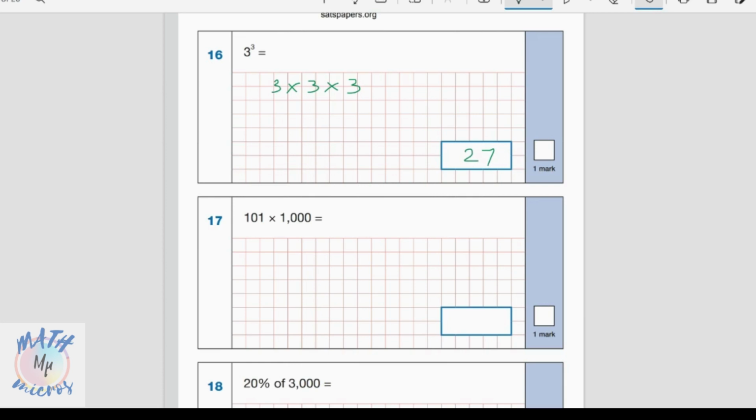Now the 17th question, 101 times 1000. So this is a whole number. When you multiply a whole number by 1000, you just add the 3 zeros to the end of the number. So this becomes 101 and 3 zeros.